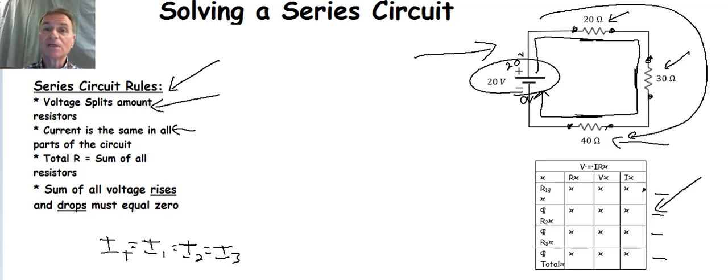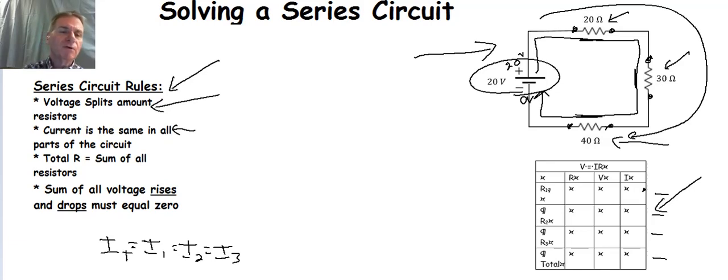It does not always split evenly amongst the resistors. In fact, most of the time it won't. The only time it splits evenly among the resistors is if the resistors all have the same value. But if they have different values, which is the case in our example here, then they do not split evenly. Okay, and it's very easy to figure out just what that split is.